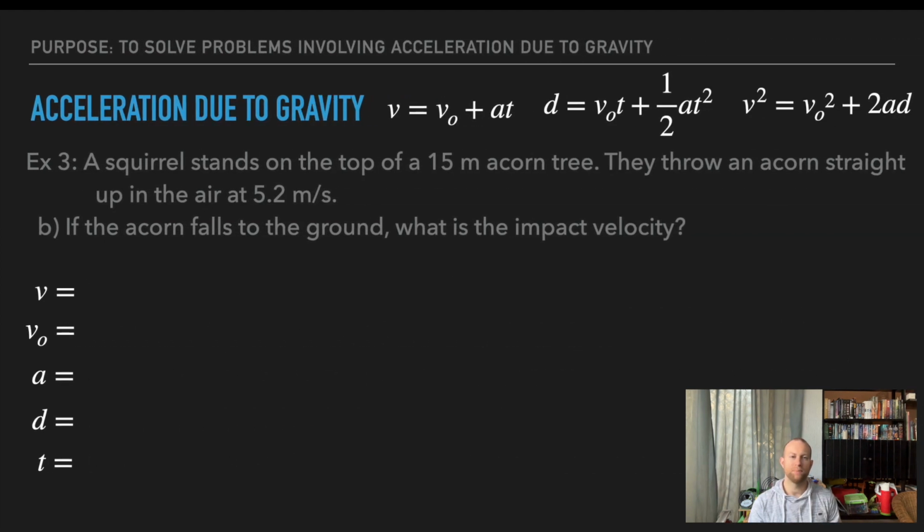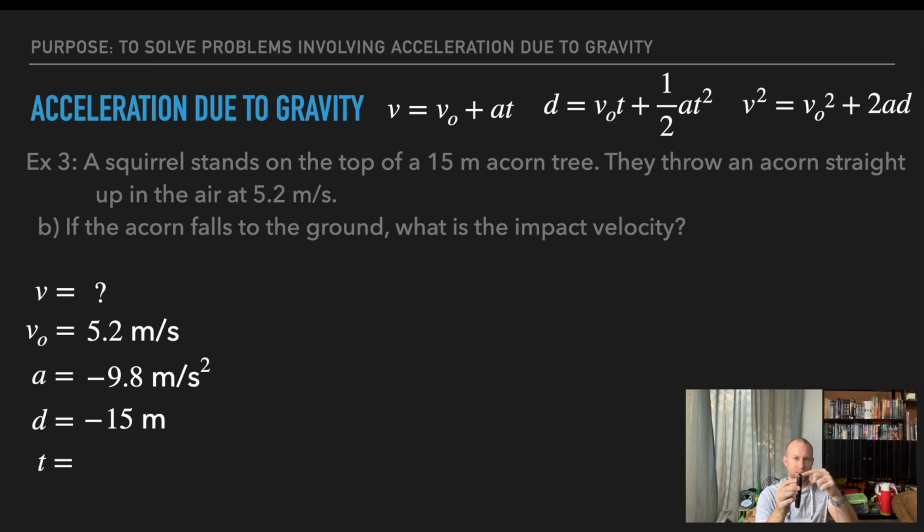All right, under part B, if this acorn goes up and then it falls all the way down to the ground, we want to know what's the impact velocity. Impact velocity just means what is the velocity as it hits the ground, not after it hits the ground. We have some information already given. We know the initial velocity, we know the acceleration. We want to know the final velocity. And our displacement in this case is negative 15. So again, from where we start to finish.